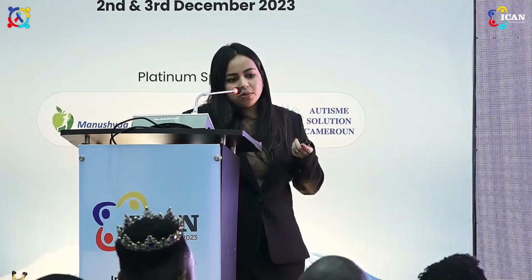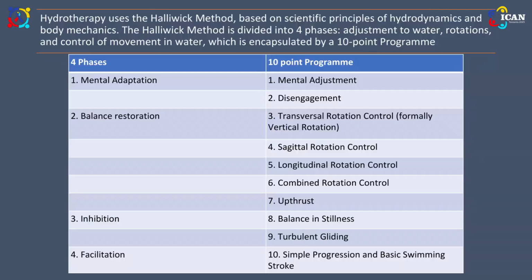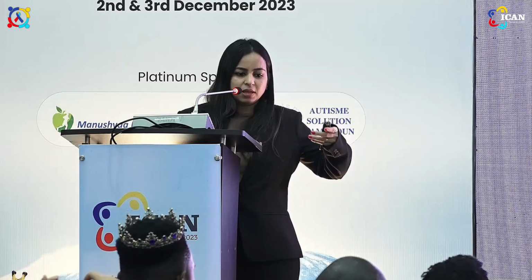Today we're going to talk about two methods that we use for hydrotherapy. One is the Halliwick method, in which the scientific principles of hydrodynamics and body mechanics are being used. It's divided into 4 phases, and we'll be seeing videos ahead that are based on these principles of Halliwick therapy.